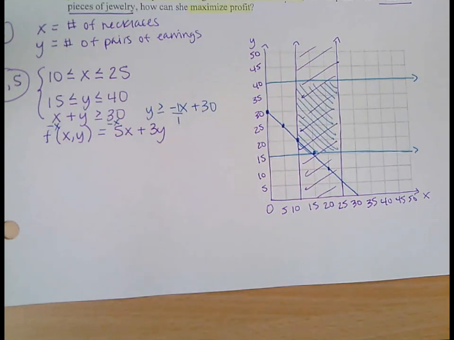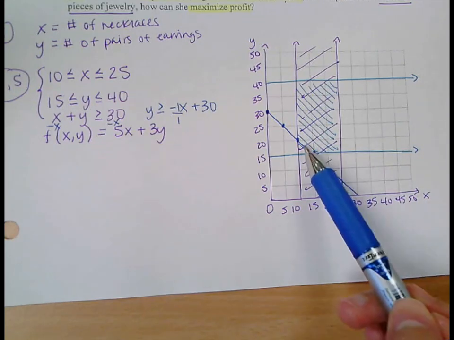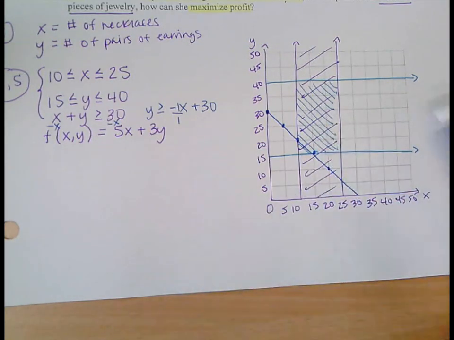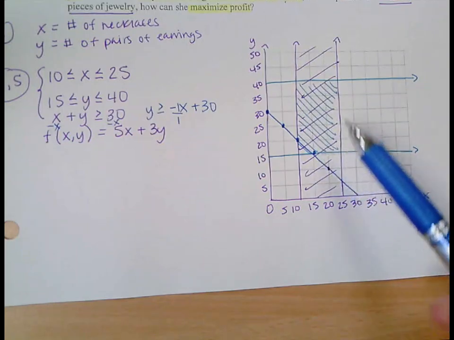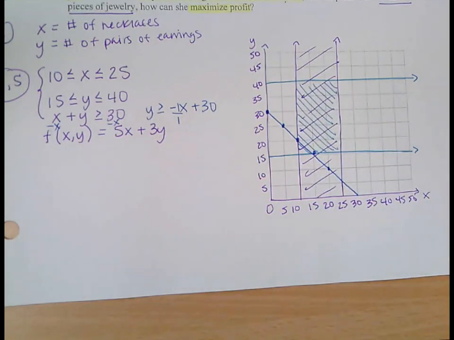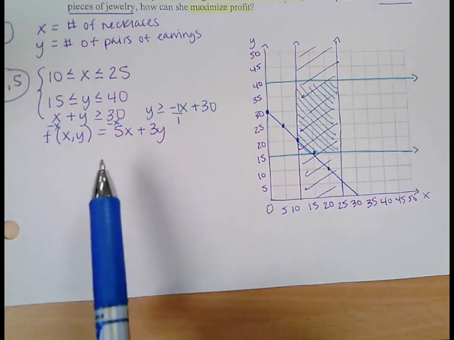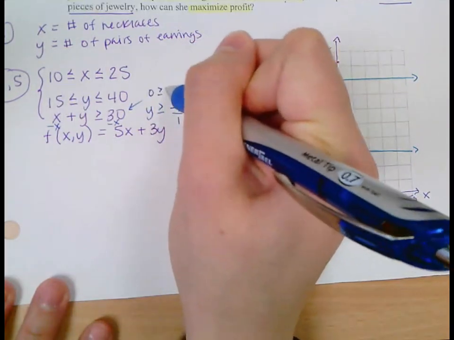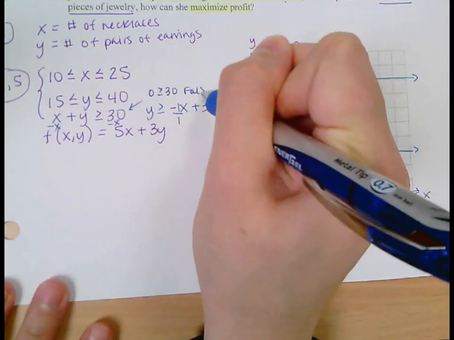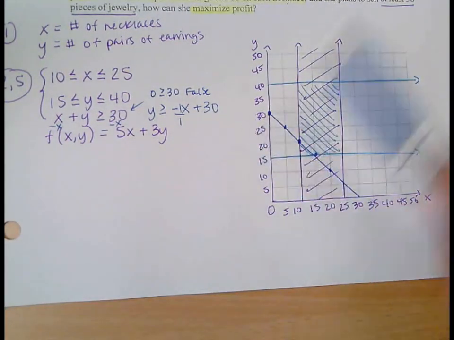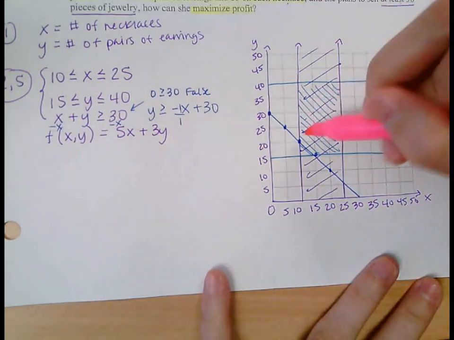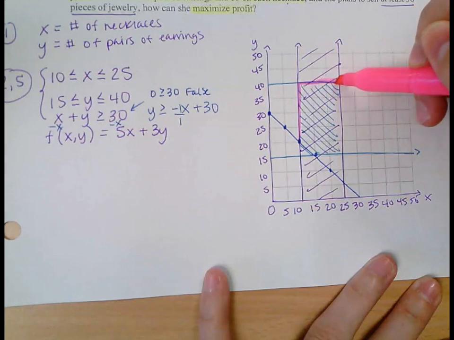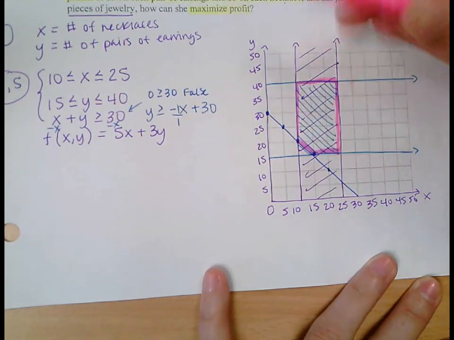And that one I would want to test 0, 0 to see, am I shading below the line, in which case I would have this tiny little triangle here, or above the line, in which case I have, well, a 5-sided figure. If I test 0, 0 in the original, I get 0 is greater than or equal to 30, which is false. So that means I want to shade above the line. So I have this 5-sided figure as my feasible region.